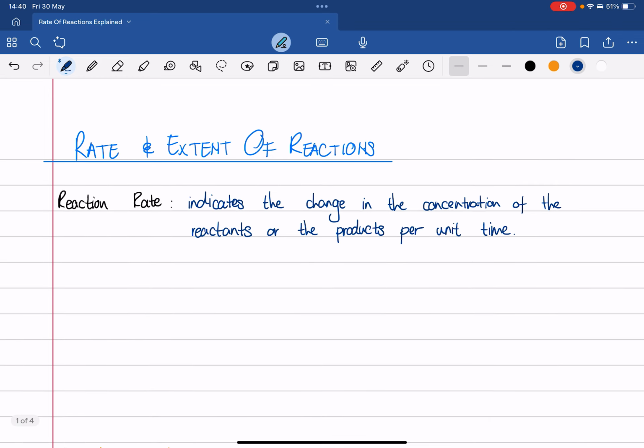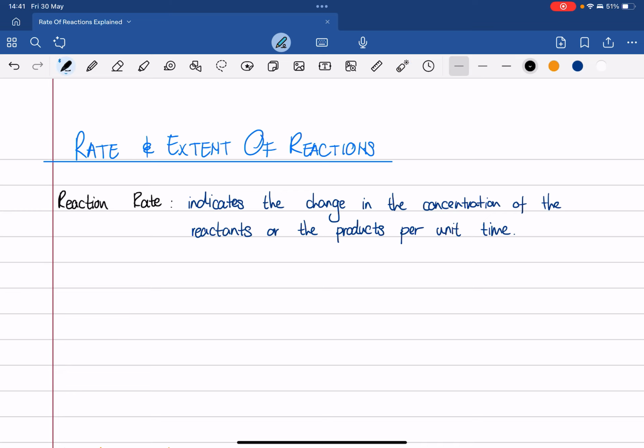So let's start off with the definition of the rate of a reaction. So what is the rate of a reaction? The rate of reaction indicates the change in the concentration of the reactants or the change in the concentration of the product per unit time, right? So that's what the rate does. It tells us about the change in the concentration of the reactants or the products, right?